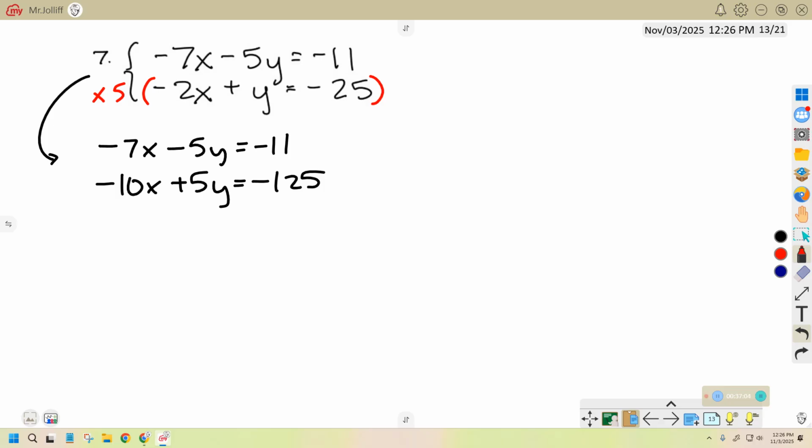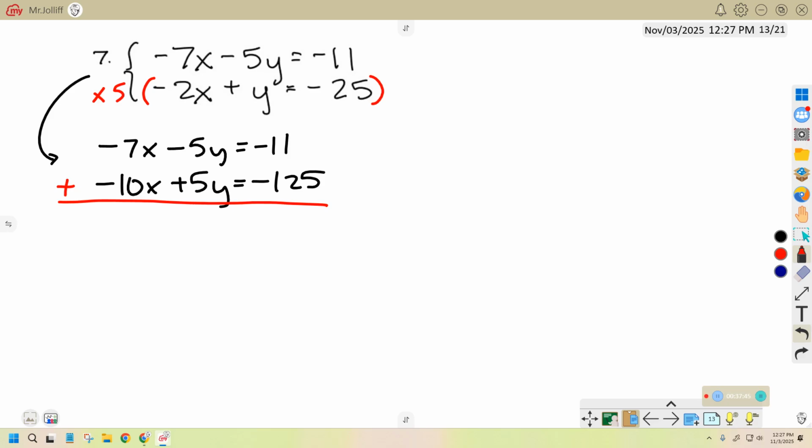The y's match. Do I add or subtract? Why? So what is negative 5y minus 5y? It's negative 10y. So we only subtract when the signs are the same. The signs are different, we want to add. So I'm going to add, because negative 5 plus 5 will give me 0.